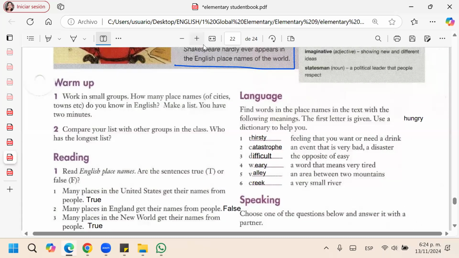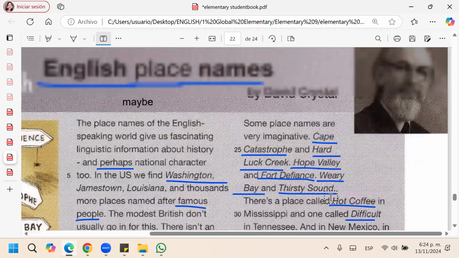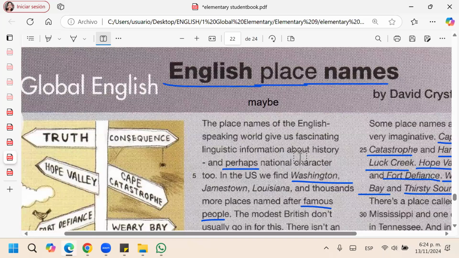So here you have some words. Thirsty, when you want to drink something. Estás sediento, I'm thirsty. Catastrophe, difficult. Weary, when you are tired. Valley, valle. Creek, riachuelo, a very small river. So yeah, English Place Names by David Crystal.